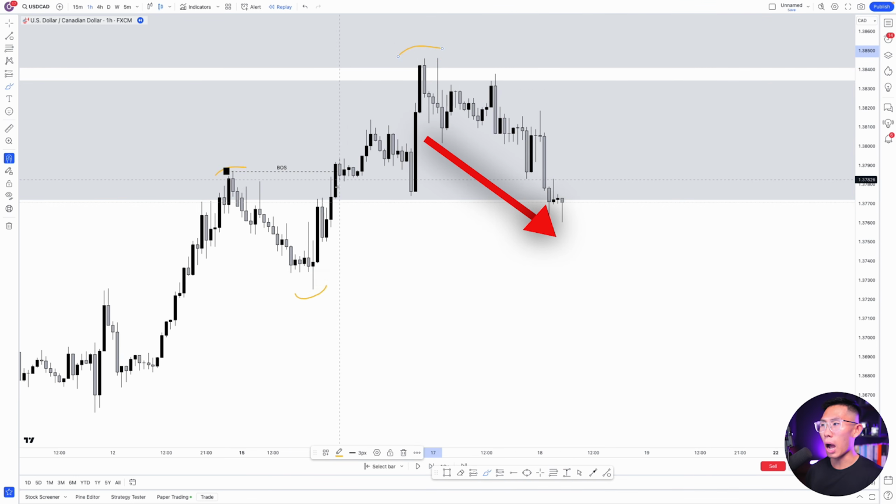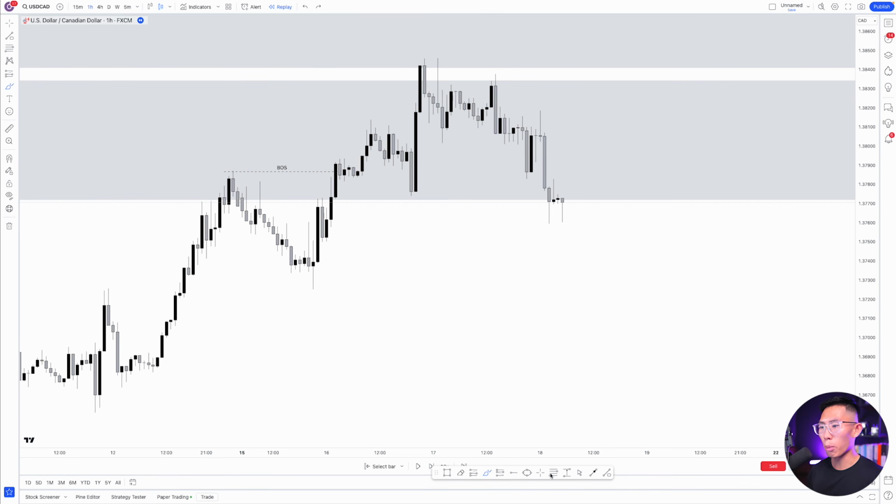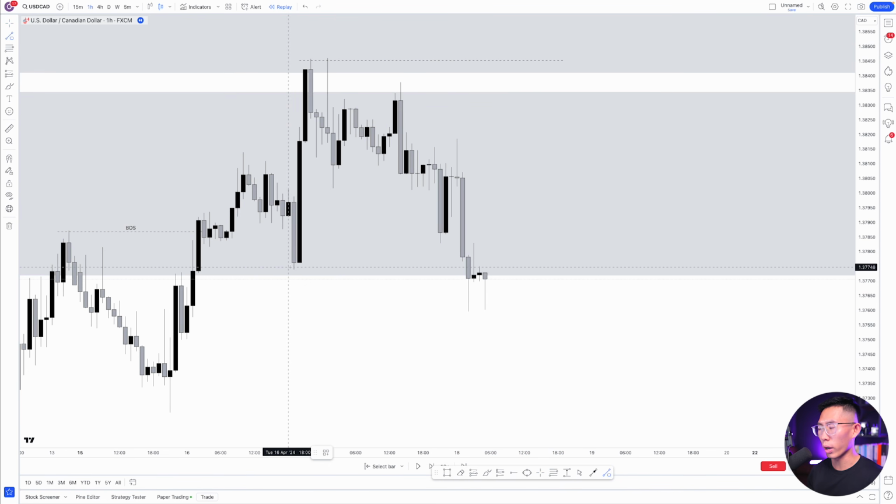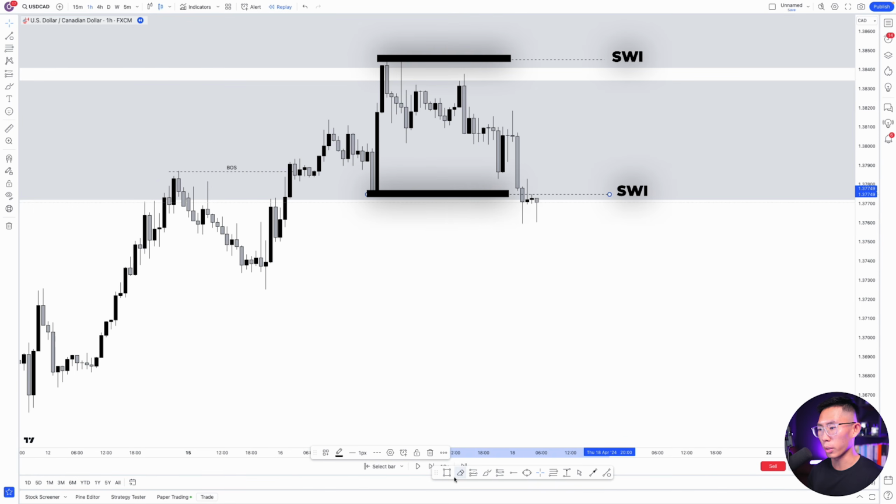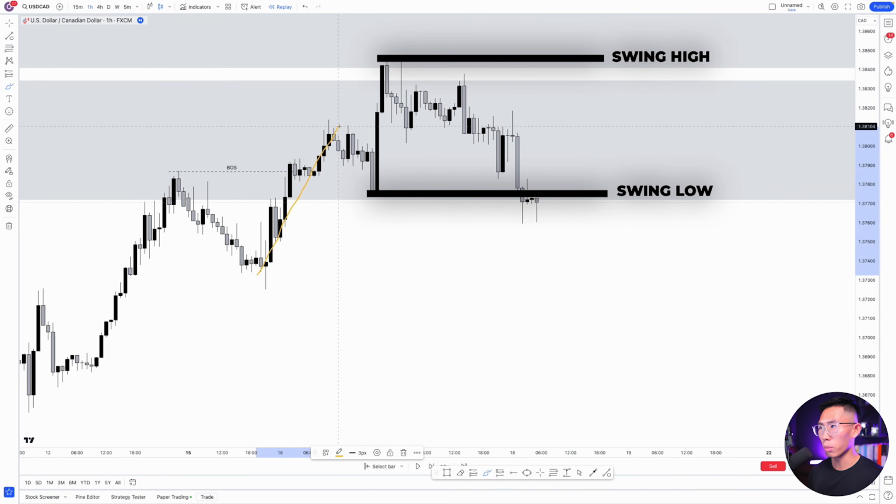So at this point of time, I'm marking up my break of structure. I'm also going to mark up where my swing high and my swing low are. So this is my swing high right here, and then there's a swing low right here, right? Because this is where price pulls up, retraces, and then goes up even further. So there's a very strong, or rather not strong, but rather a weak swing low right here.